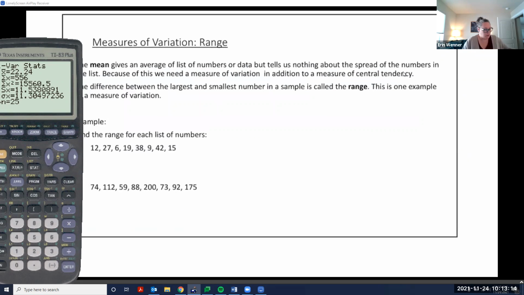So, measures of variation, starting with the range. The mean gives us an average of a list of numbers or data, but tells us nothing about the spread of the numbers in the list. Because of this, we need a measure of variation in addition to a measure of central tendency. The difference between the largest and smallest number in a sample is called the range, and this is one measure of variation. So for number 1, I want you to identify the largest number and the smallest number and send me what you get for the range.